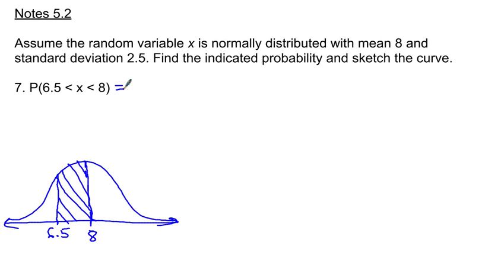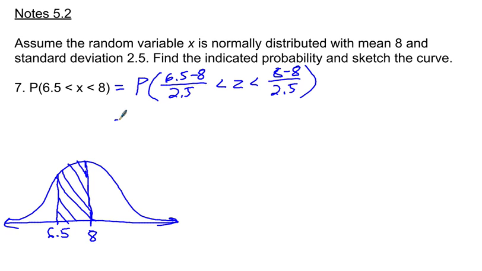If we standardize these values, we'll have 6.5 minus 8 divided by the standard deviation of 2.5, and then 8 minus 8 divided by 2.5. We simplify this, and we'll have the probability that z is between negative 0.6 and 0.